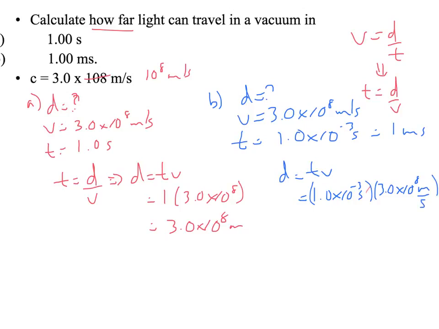The seconds cross off, and we're left with 1 times 10 to the negative 3 times 3 times 10 to the 8. And that equals 300,000, which is also equal to 3.0 times 10 to the 5 meters.